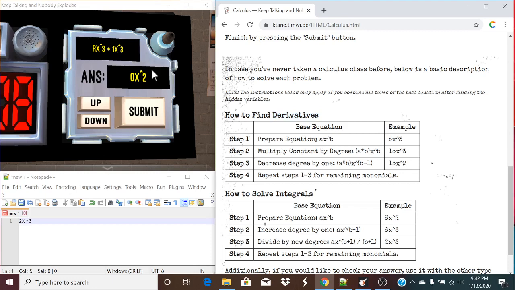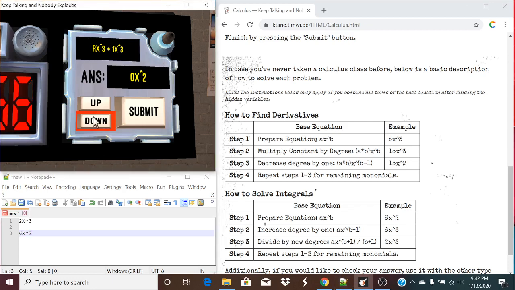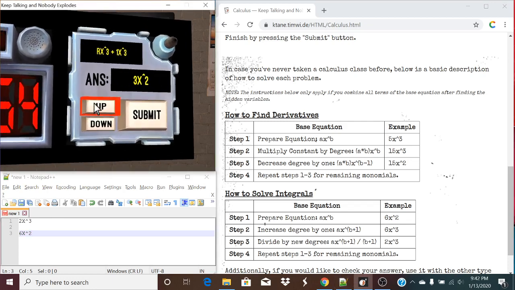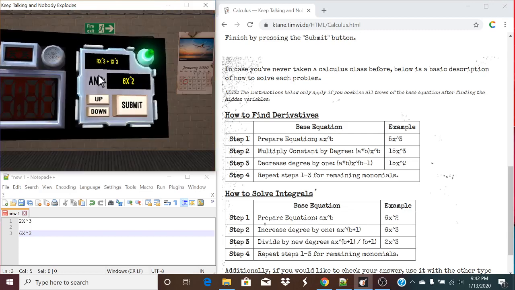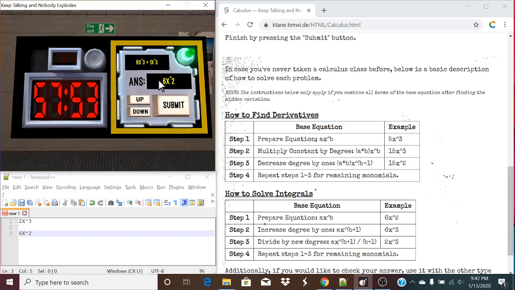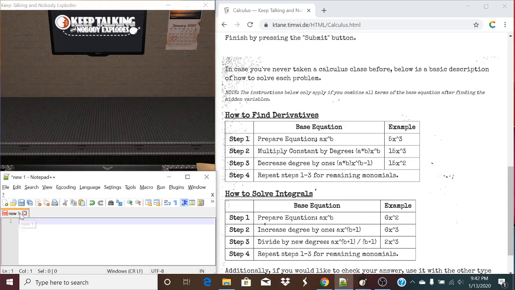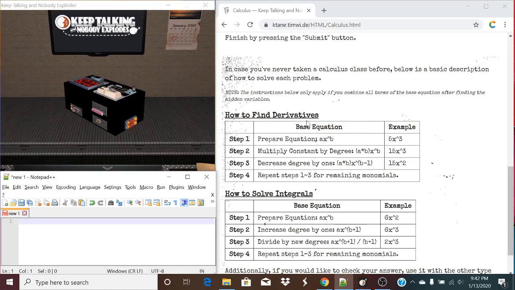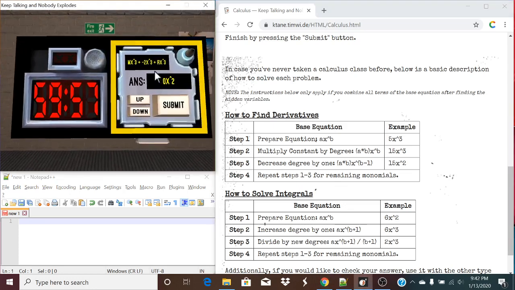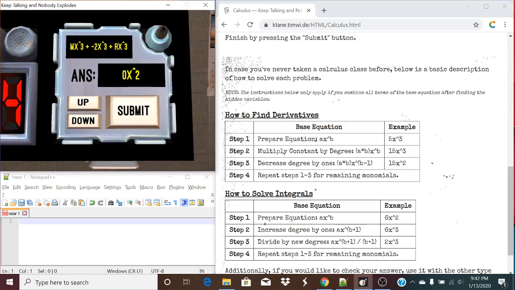So since we're deriving it, we're going to simply multiply 3 times 2, and that'll give us 6x squared. And that's how we derive. And we submit the 6 here, and just like that is a solved module. That's all you do. All you have to do is just wrap your head around how to calculate derivatives, integrals, and it's just changing the power of the base. This is another derivative because we're going down in base power.